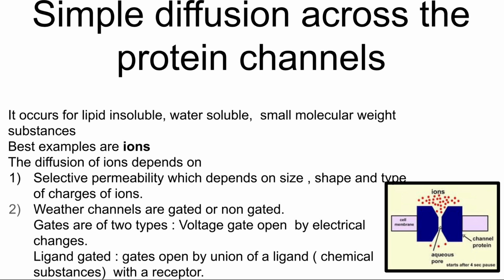And secondly, ligand-gated channels. Here gates open by union of a ligand with receptors at protein channels. Ligand is a chemical substance. Gates may be external or internal.